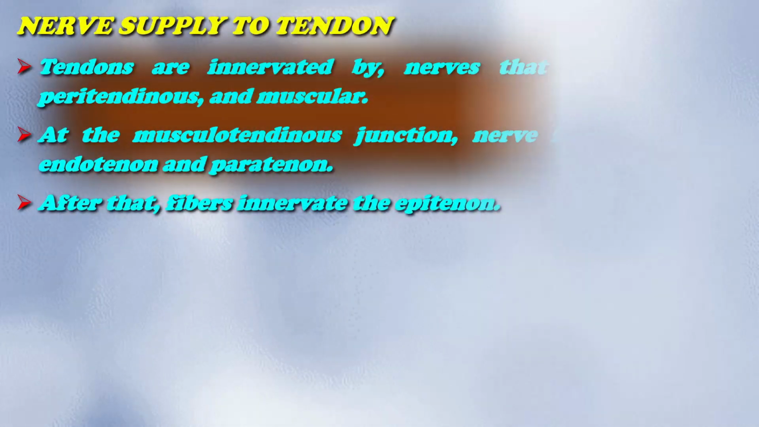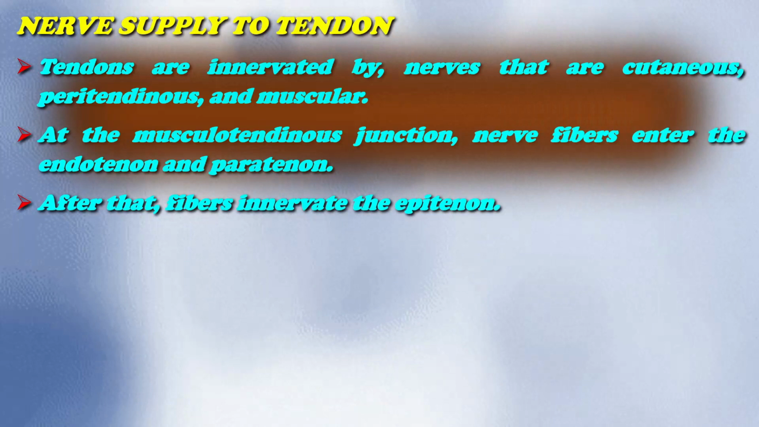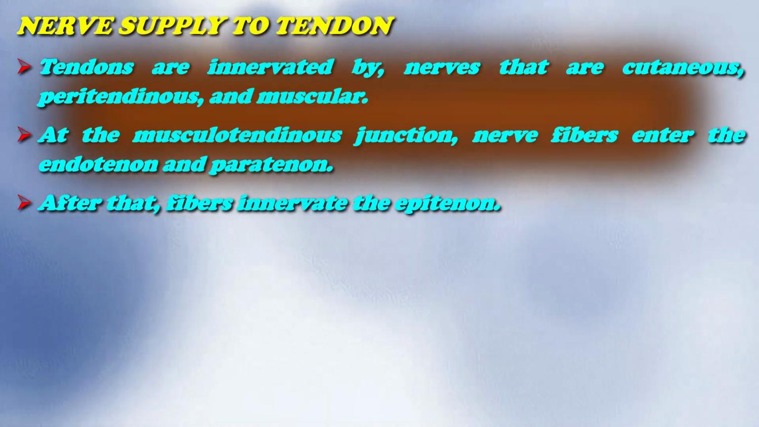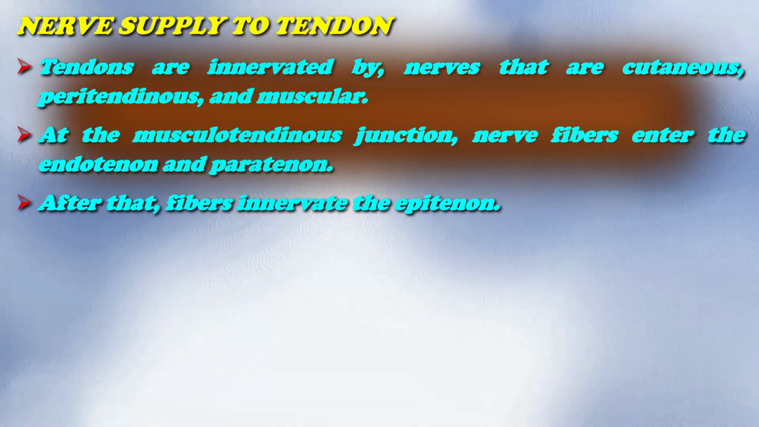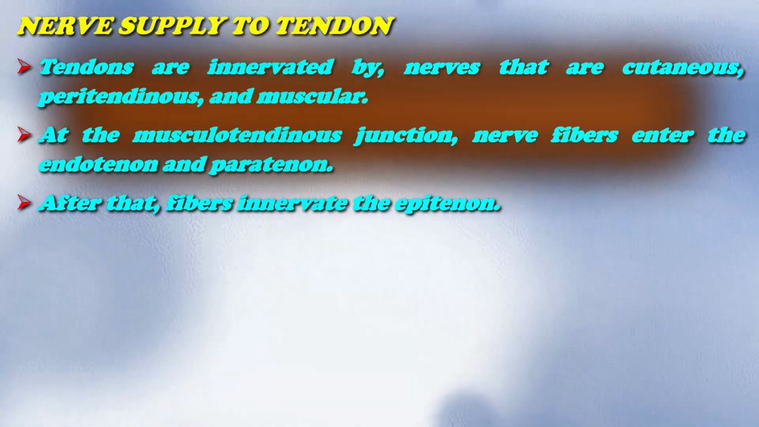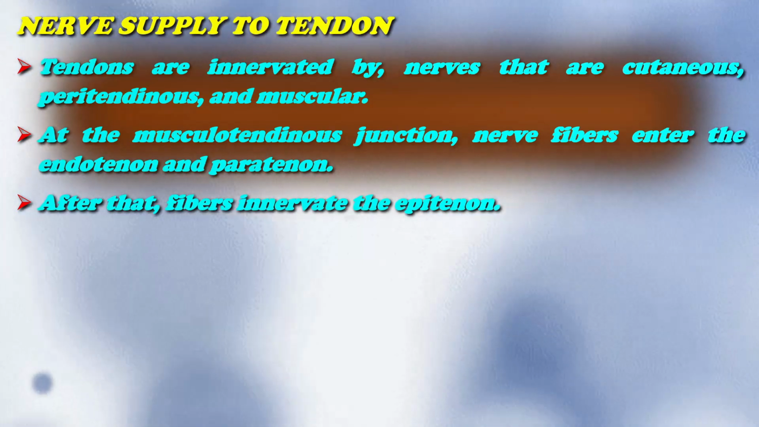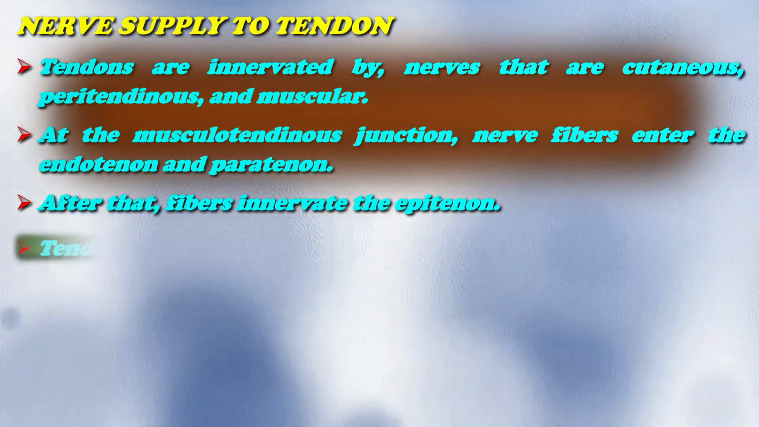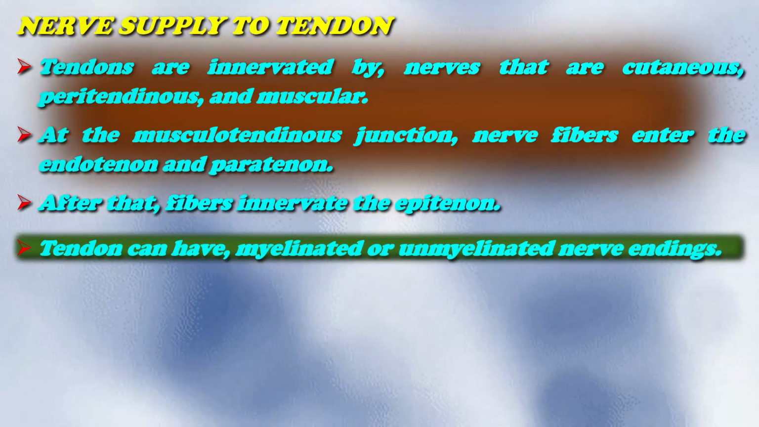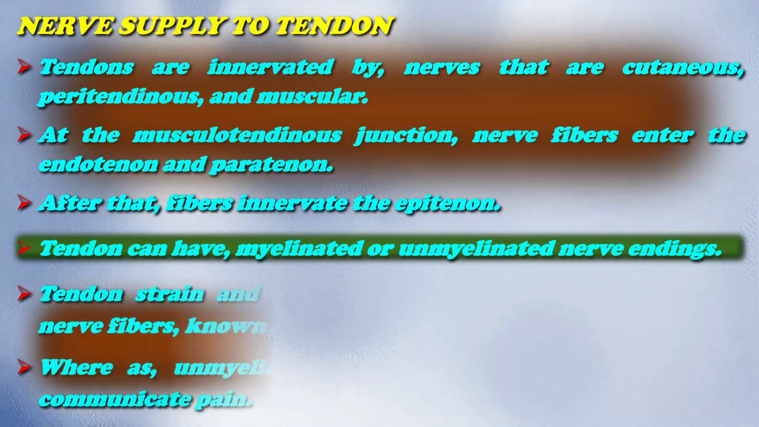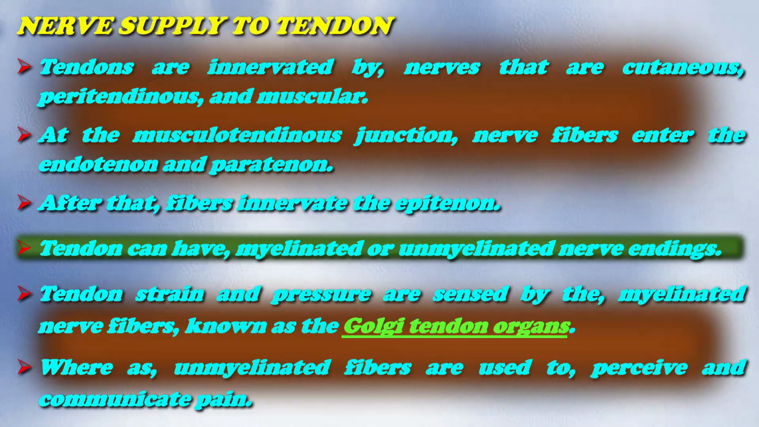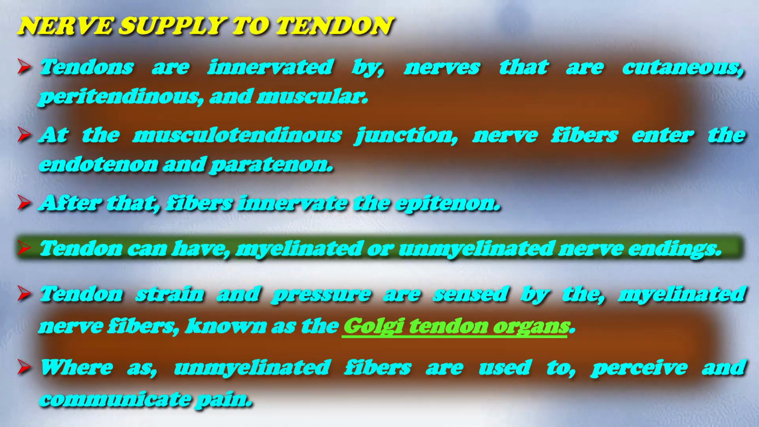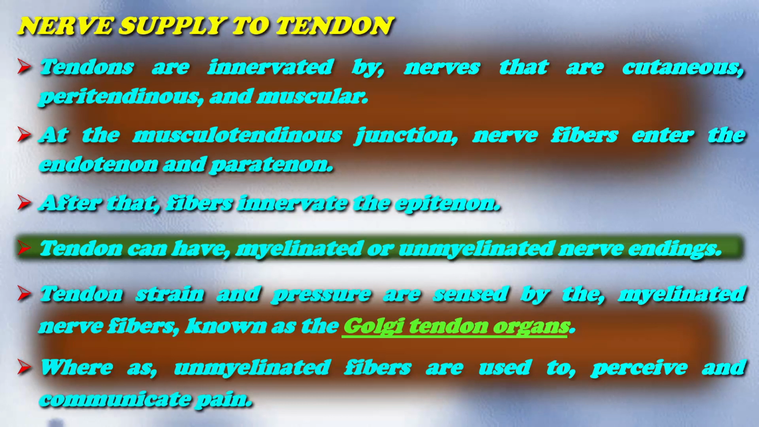Nerve supply of tendons. Tendons are innervated by nerves that are cutaneous, paratendinous, and muscular. At the musculotendinous junction, nerve fibers enter the endotenon and paratenon. After that, fibers innervate the epitenon. Tendon can have myelinated or unmyelinated nerve endings. Tendon strain and pressure are sensed by the myelinated nerve fibers, known as the Golgi tendon organs, whereas unmyelinated fibers are used to perceive and communicate pain.